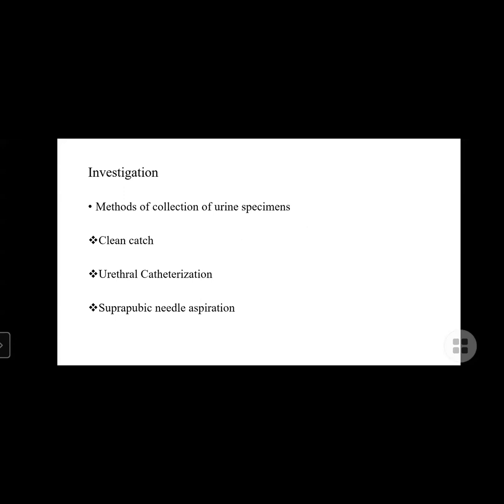So there are various methods of collecting urine specimens. We have the clean catch technique, urethral catheterization, and then suprapubic needle aspiration. The urethral catheterization and the suprapubic needle aspiration are invasive techniques. The clean catch, which is the one that is commonly done, is a natural way of collecting a urine sample with minimal contamination.